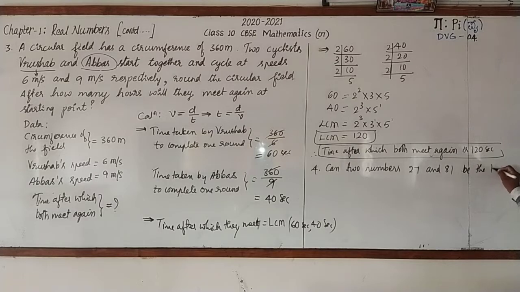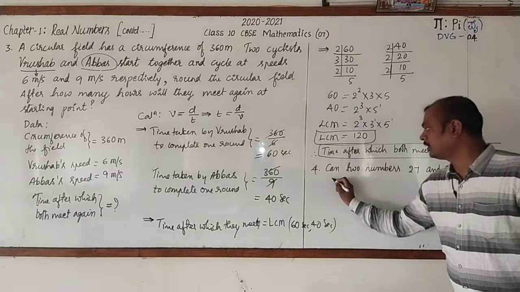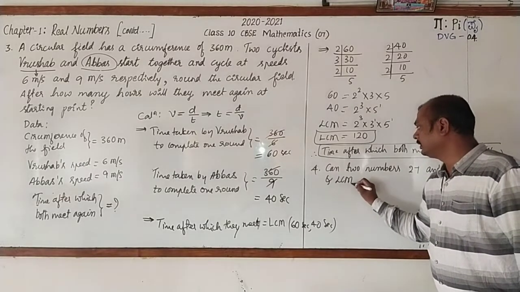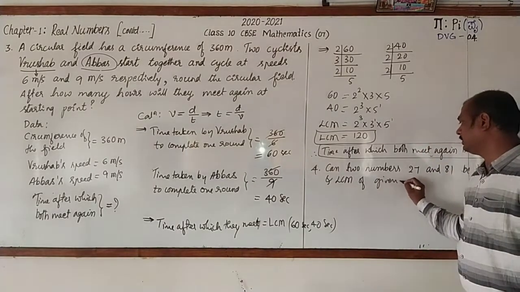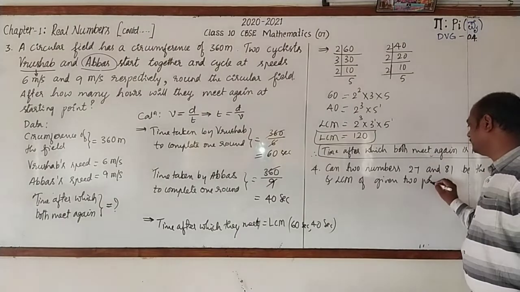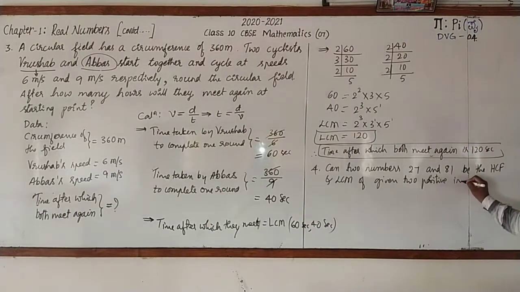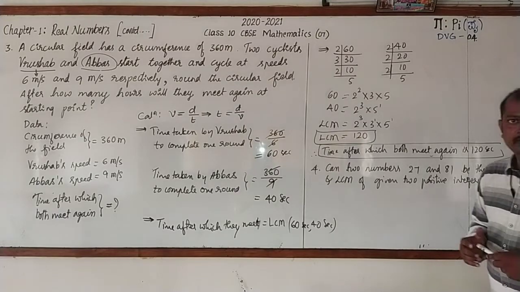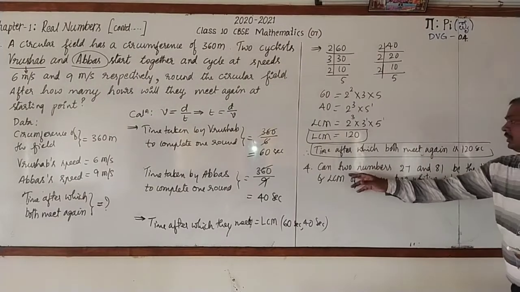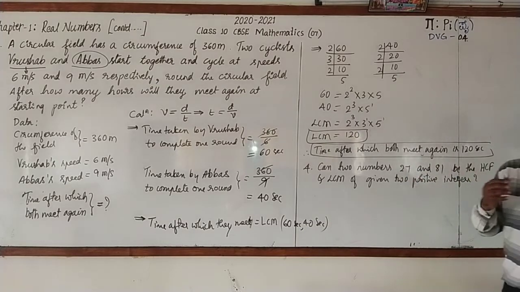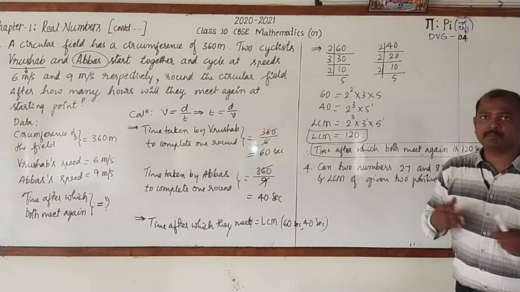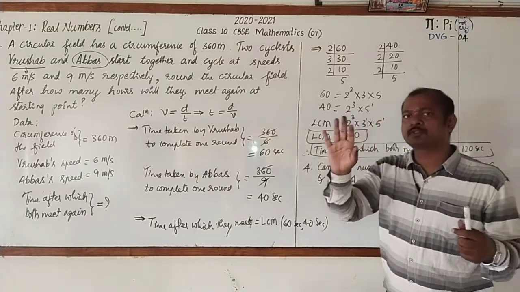be the HCF and LCM of given 2 positive integers? Understood? Very simple. Can these numbers, that is, can 27 and 81 be the HCF and LCM of 2 numbers? We do not know what those numbers are.